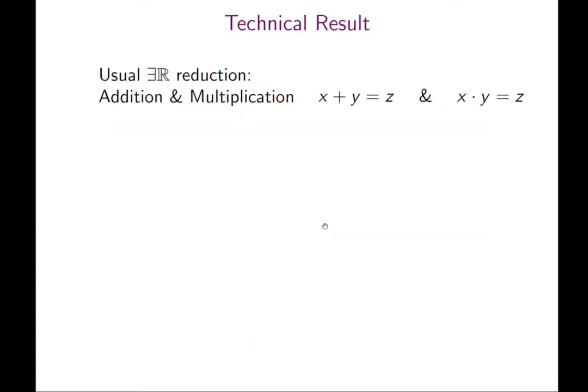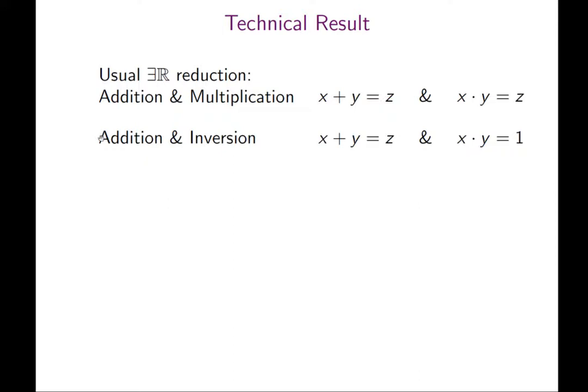Okay, so this is a kind of a technical result, but it might be interesting for other reductions. So why might it be interesting for other reductions? In your usual existential R reduction, you usually need to encode addition and multiplication, and that's the most difficult part. So addition just means you have to encode the constraint x plus y equals z, and multiplication you have to encode the constraint x times y equals z. And often the multiplication might be the most difficult to encode.